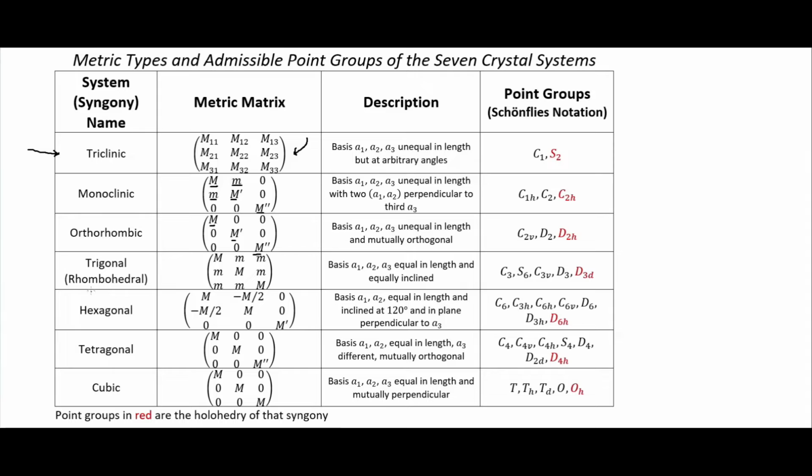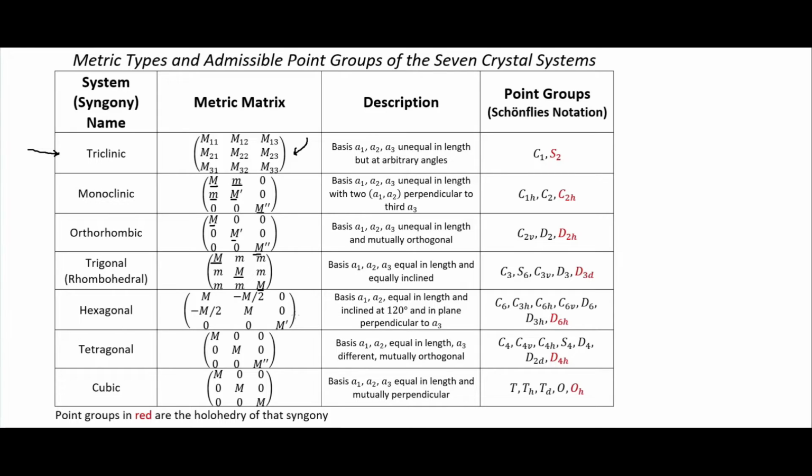Then we have the trigonal or rhombohedral, in which the bases A1, A2, A3 are equal in length and equally inclined. And so we have the capital M's in the diagonals here without any primes because they're all equal. And then these m's in the off diagonals because they are equally inclined from each other.